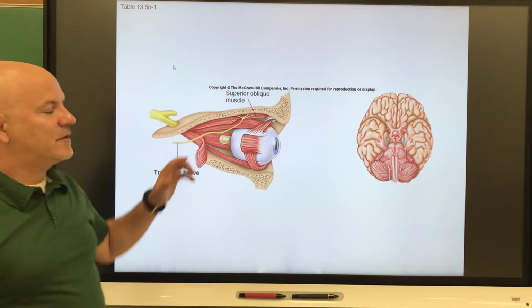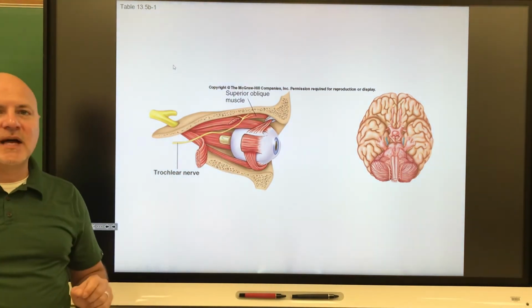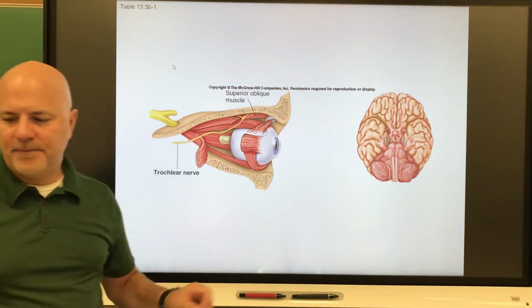Next is the trochlear. So I should point out we have 6 muscles that move the eyes. The trochlear are going to help move the eyes. All right.